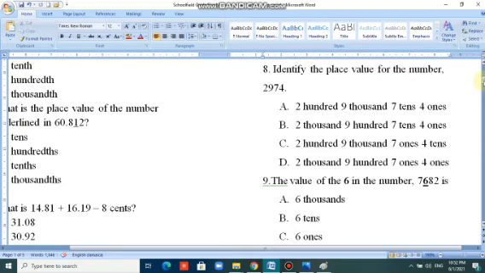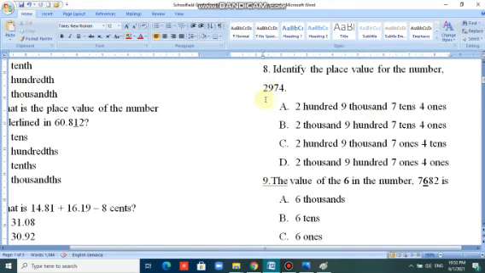B, 2,900, 7 tens, 4 ones. Let me say it again: 2,900, 7 tens, and 4 ones. Is that correct, class? I heard somebody say that's incorrect. It's not incorrect, it is correct. So the answer is B. We need to go no further. The answer is B. It's 2,900, 7 tens, and 4 ones, right?